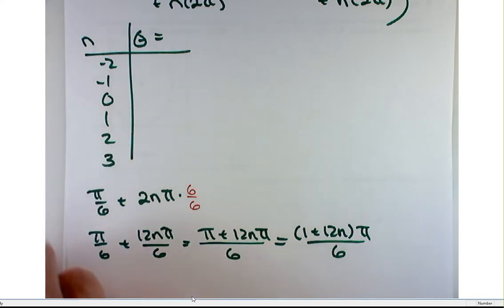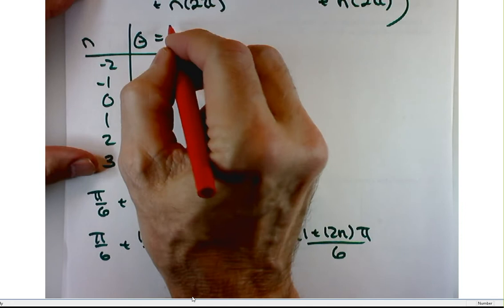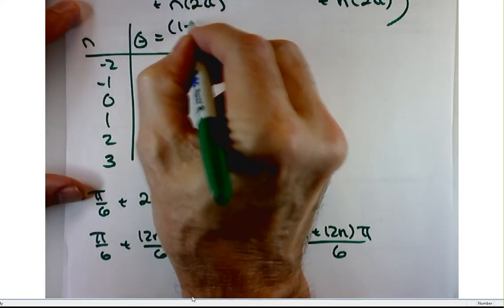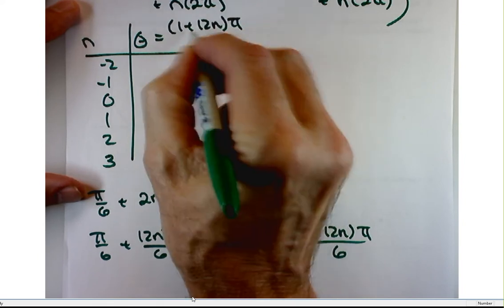We'll start with 0, and we'll put that in here. So let's see, it's going to be 1 plus 12n pi over 6.